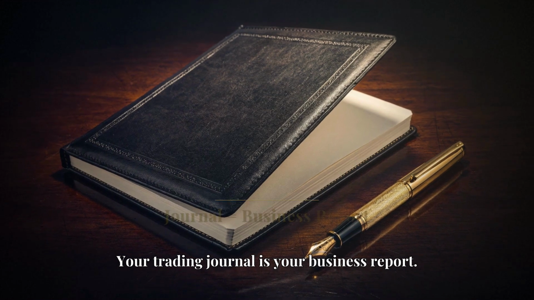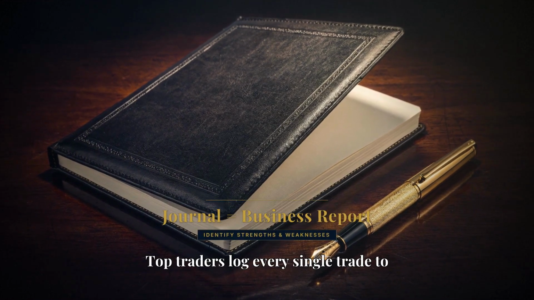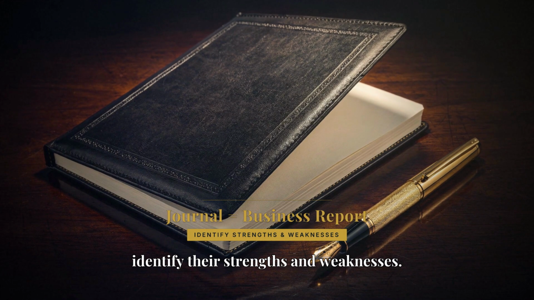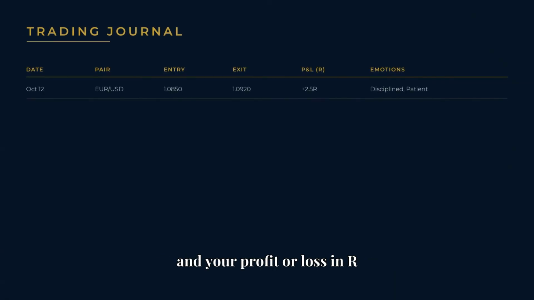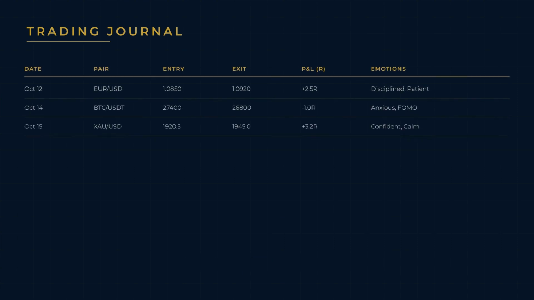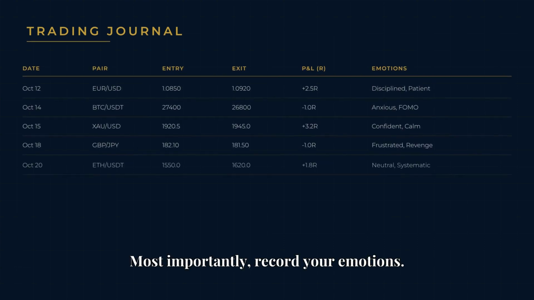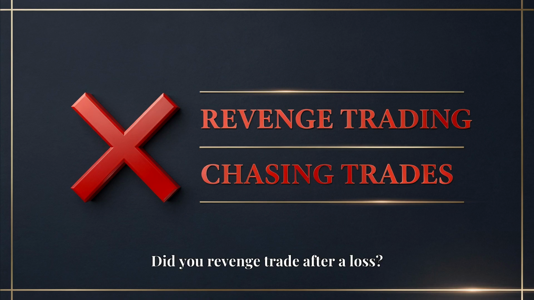Your trading journal is your business report. Top traders log every single trade to identify their strengths and weaknesses. Write down the date, asset, entry, exit, and your profit or loss in R multiples. Most importantly, record your emotions. Did you chase a trade? Did you revenge trade after a loss? Be honest. Your journal is the only place you cannot lie.